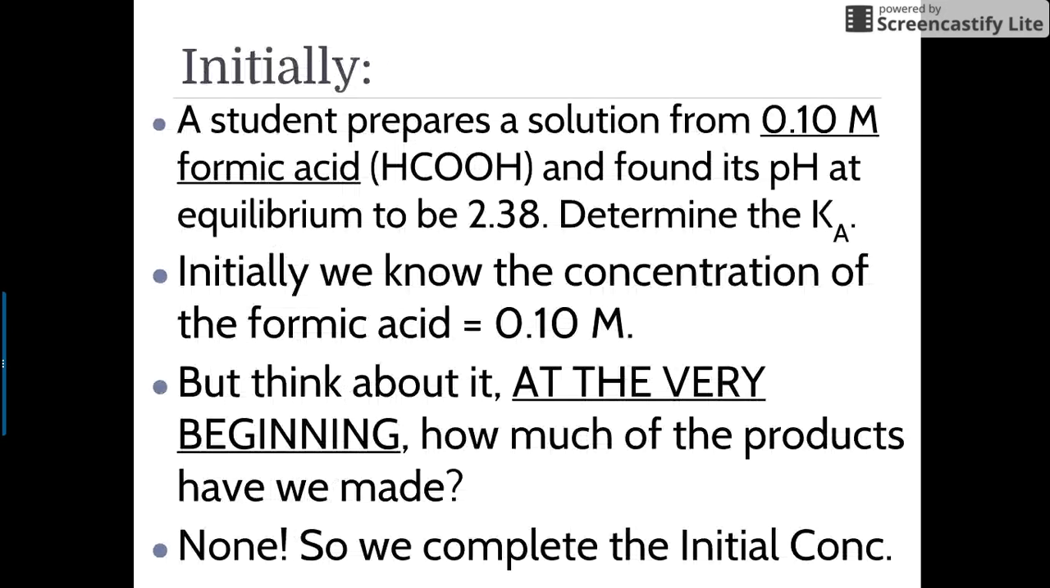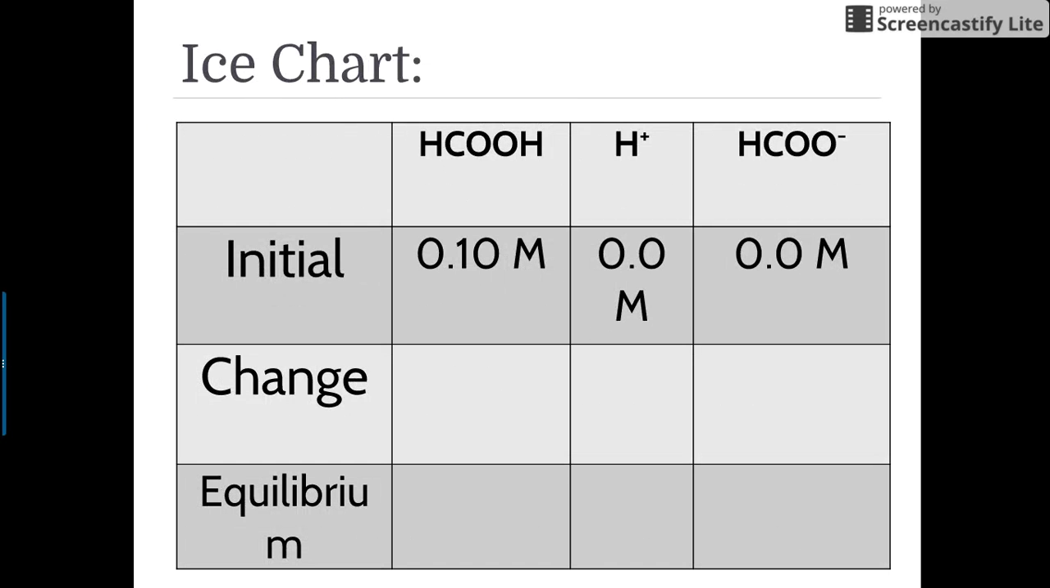So your ICE table. Our initial concentration of formic acid is 0.1. That's at the very beginning, and that's your initial concentration. How much products have we made? None. Just like we did in the last unit. Remember, the arrow's right here on this middle line. They didn't draw the arrow.